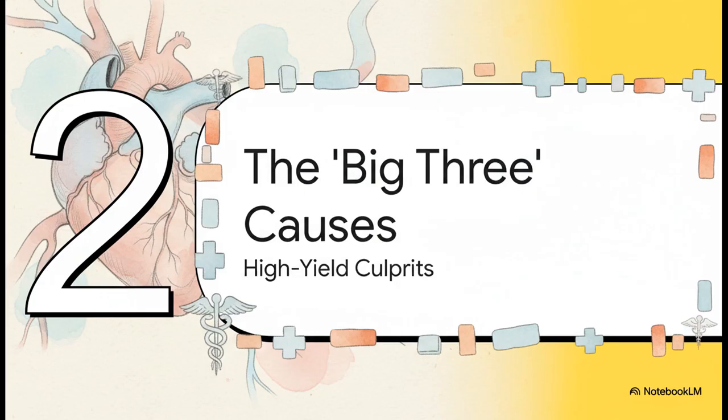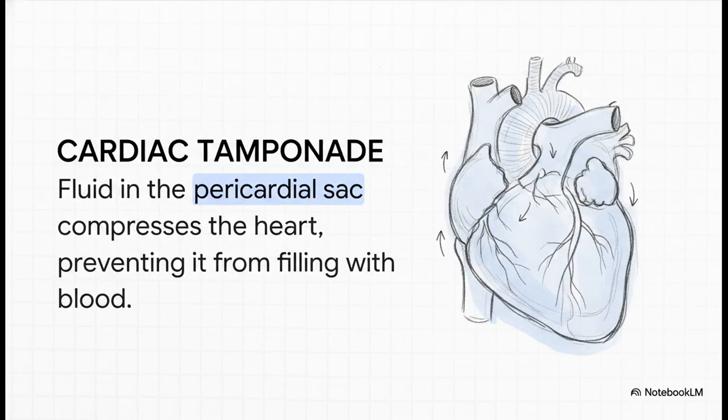So what are these blockages we're talking about? Well, for your exam, you need to know the big three. These are the high-yield culprits that cause obstructive shock. Knowing these is non-negotiable. First up, we have cardiac tamponade. Just imagine the sac that surrounds the heart, the pericardium, filling up with fluid. That fluid literally squeezes the heart like a fist, so it can't expand and fill up with blood between beats. It's basically being strangled from the outside.